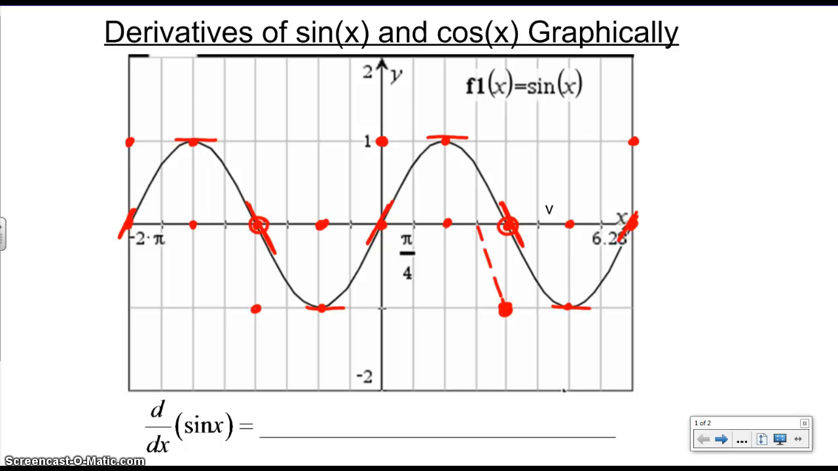And so if you look at these points, you can kind of see a pattern emerging from them. If you connect them, this should look like a familiar graph. This is actually the graph of cosine x. So the derivative of sine x is cosine x.